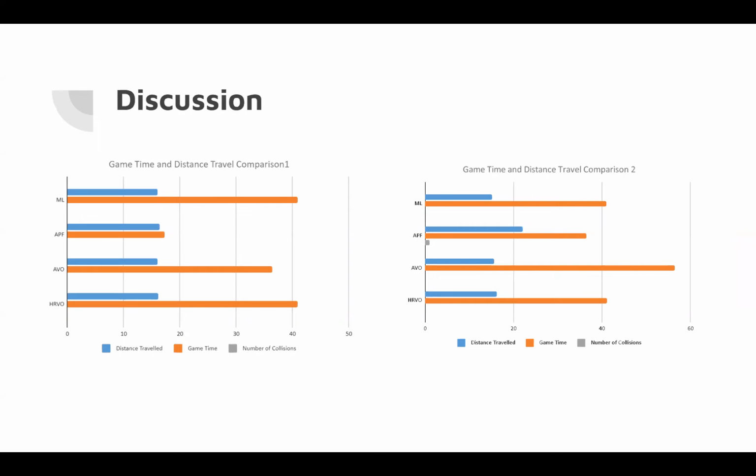For the second scenario, the distances traveled were varied more, with the shortest being AVO at around 15.6 meters and the longest being APF at around 21.9 meters. APF also collided with the wall once, and ML almost did the same thing, while AVO stayed farther away from obstacles overall. Once again, the times were mostly similar to each other, ranging around 36 to 41 seconds, with the exception of AVO, which took around 56.4 seconds.